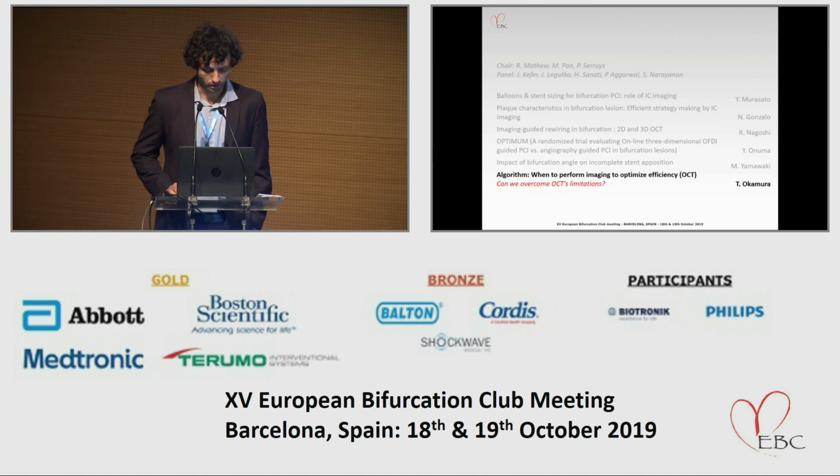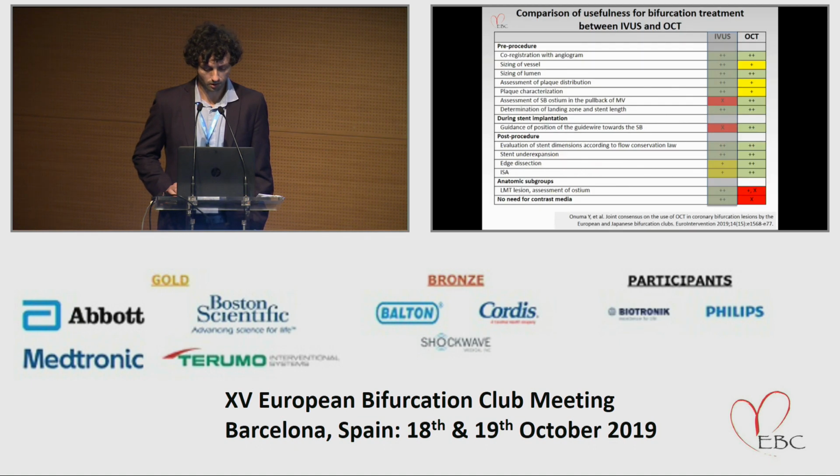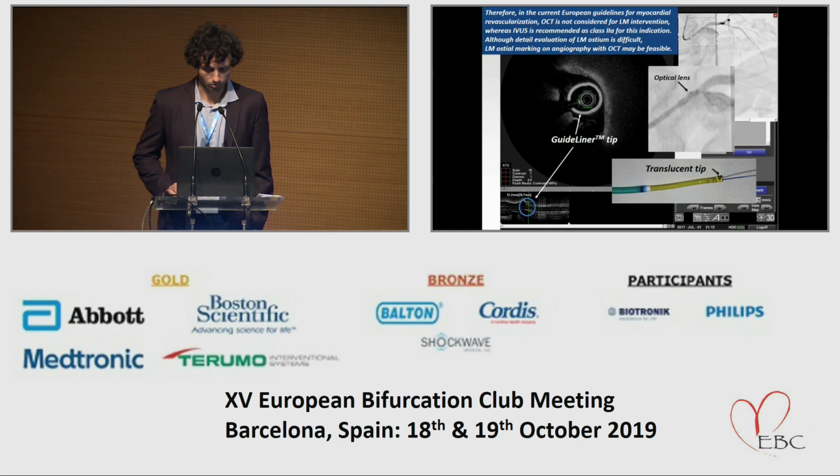And the last talk of the day was by Dr. Okamura, who was able to give us some algorithm on when to perform imaging to optimize PCI, but he mainly based his talk on his subtitle, Can We Overcome the OCT's Limitations? He referred to the consensus document again, and you can see on the right side that we can use OCT at many points during the PCI, and so he focused on the limitations of OCT, that is left main ostial imaging and the need for contrast to do proper imaging.